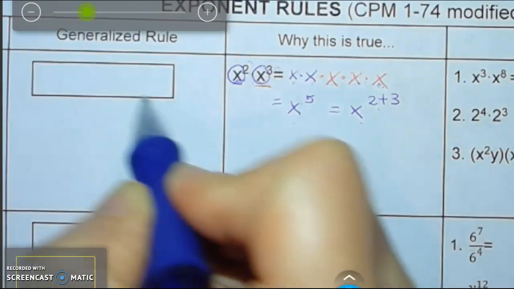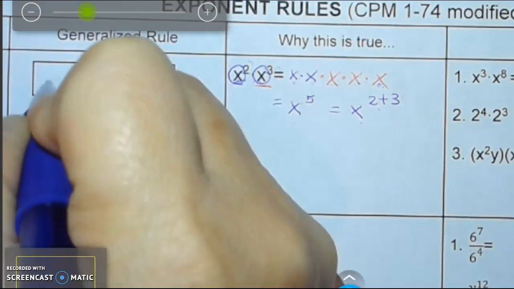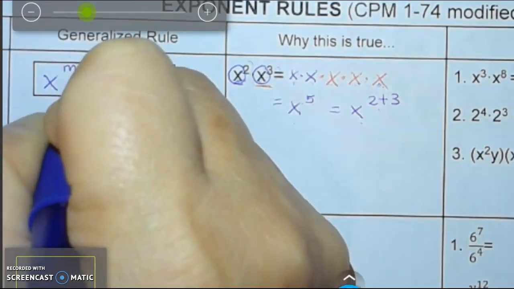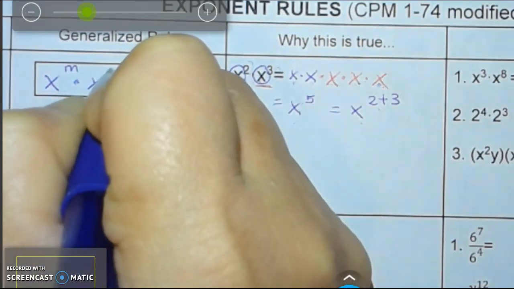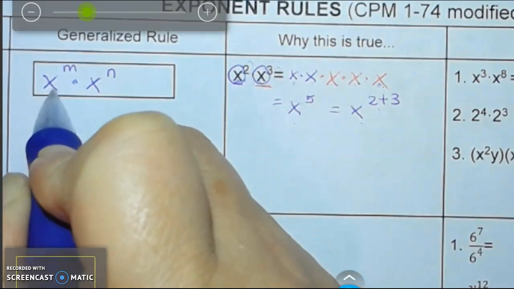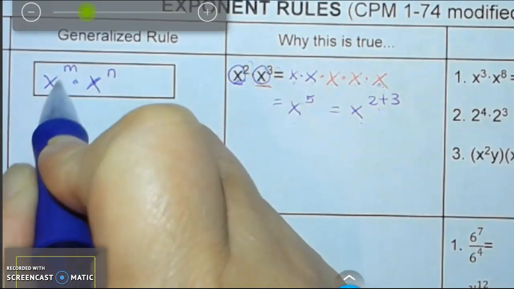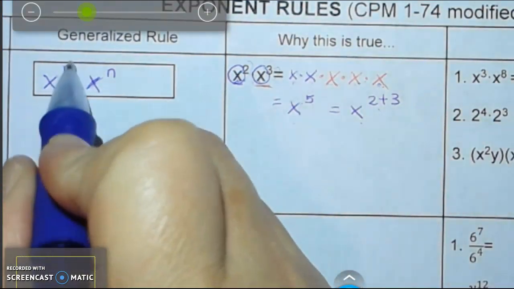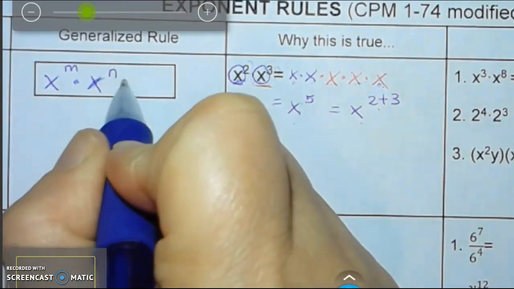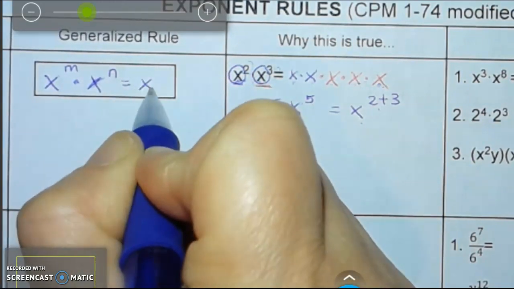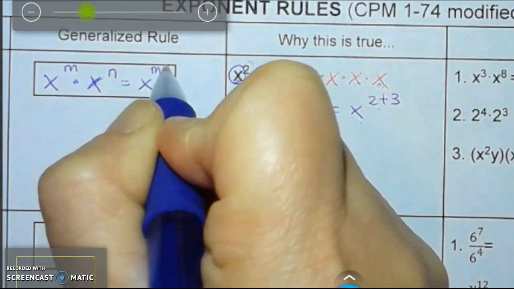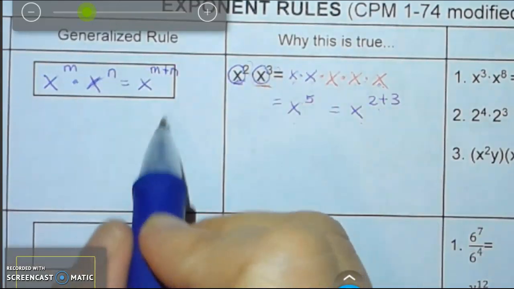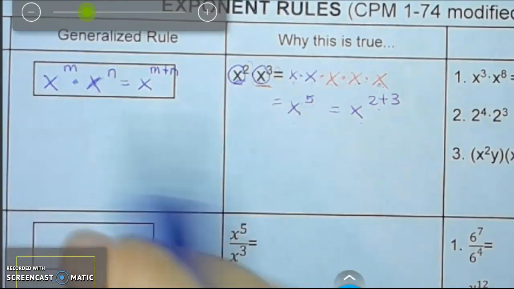So in generalized form, we can write this as x to the power of m multiplied by x to the power of n. Remember, the bases have to be the same. The number that is being multiplied to itself, the bottom number, has to be the same in order for this rule to work. And when we are multiplying this expression to this expression, we can just write this as the same as x to the power of m plus n. Okay, m plus n.